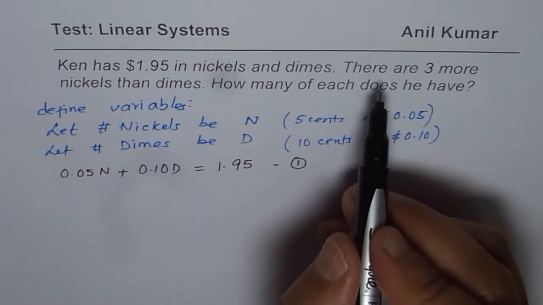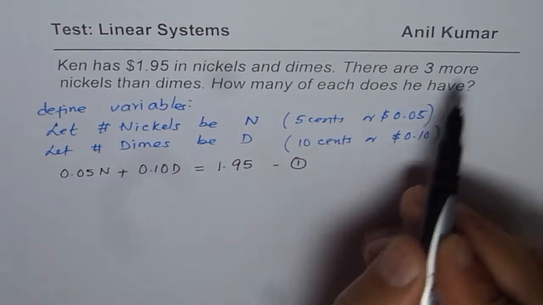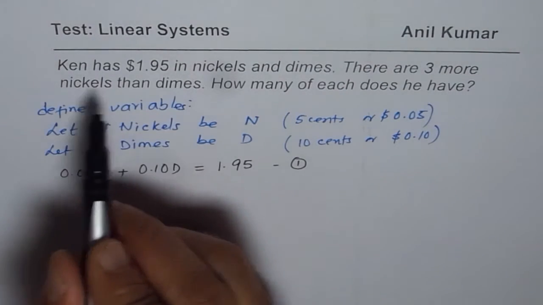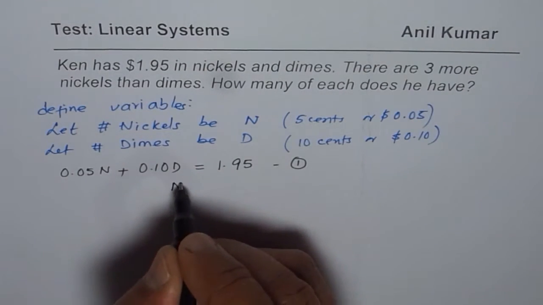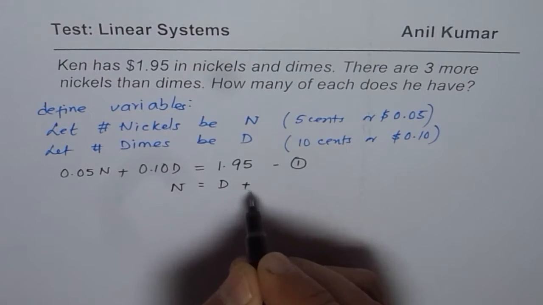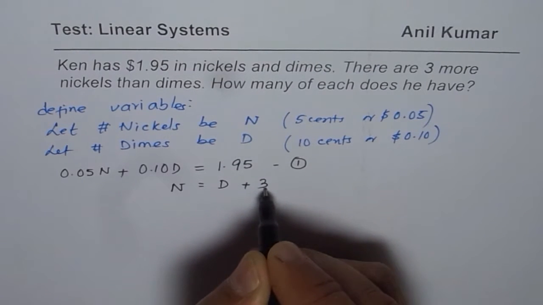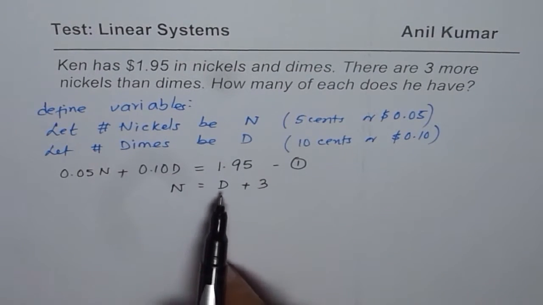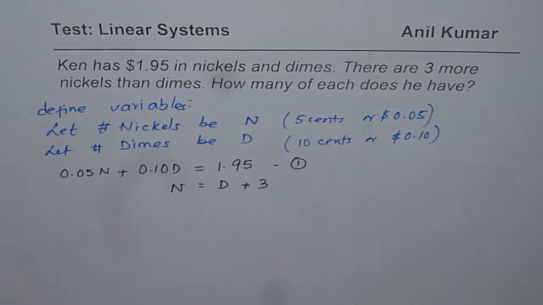The second statement here is there are 3 more nickels than dimes. So more nickels. So nickels is equal to dimes plus 3. 3 more nickels than dimes, right? So dimes plus 3 is n. So we get the second equation.